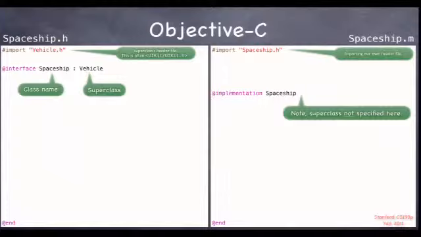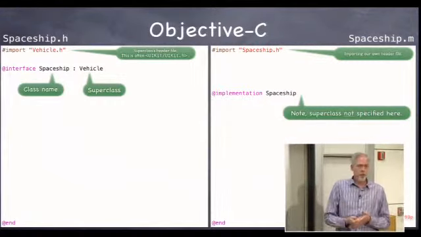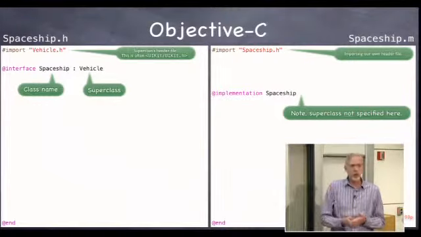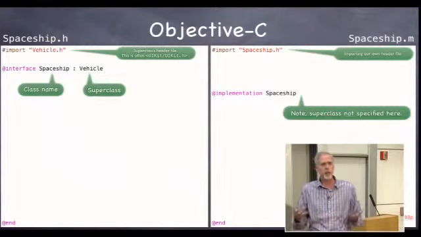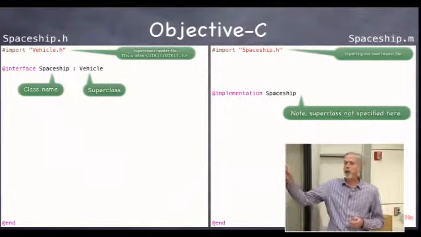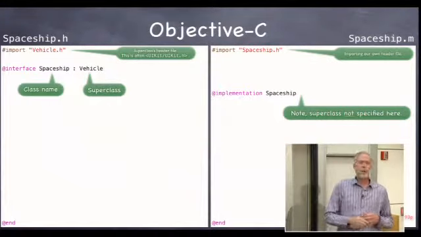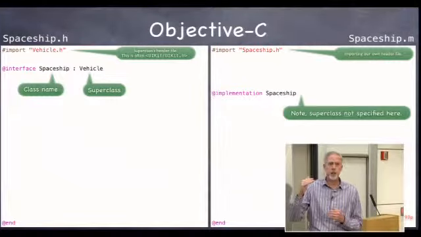Okay? So let's look on the left now. This is our header file. And you can see this @interface keyword. That basically says I'm declaring a class. This is the interface for this class. And spaceship is the name of this class. So we're creating a class called spaceship. And then the colon and vehicle is the superclass. So a spaceship is a vehicle, right? So it's normal inheritance. And then you can see down the lower left, it says @end, right? So everything for the interface of our spaceship is going to be between that @interface and the @end.